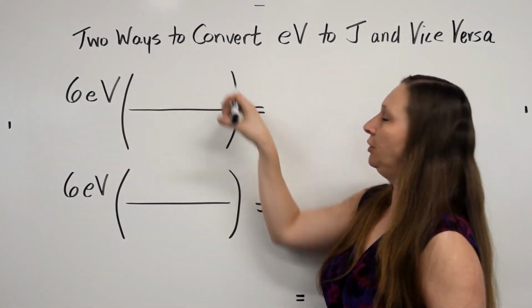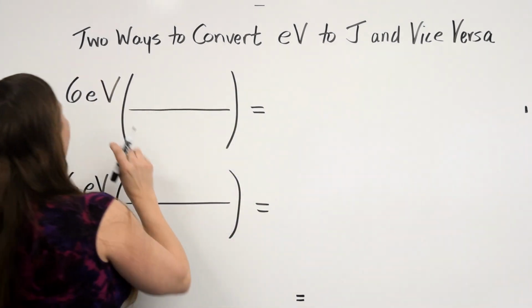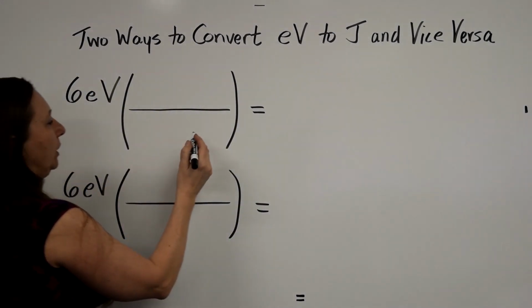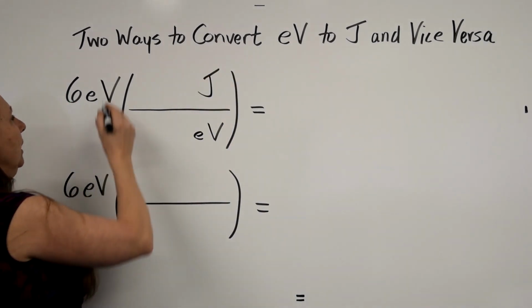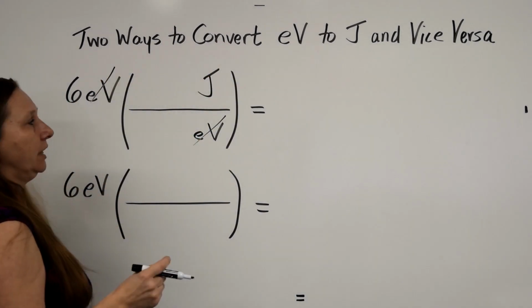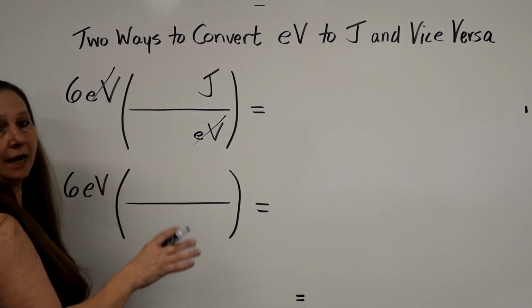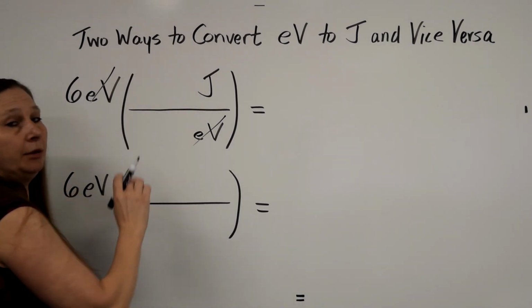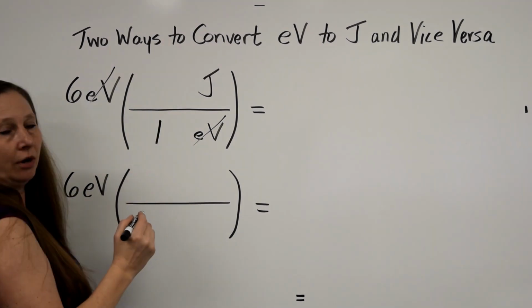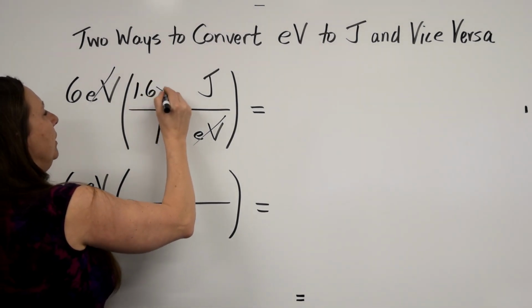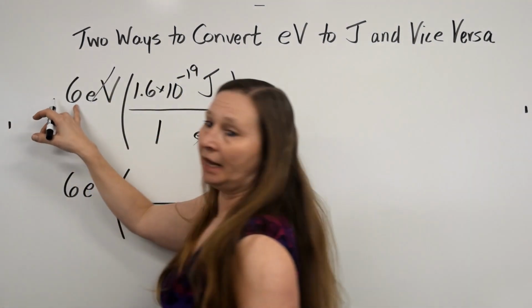We put a big giant set of parentheses and a line through the middle to show division. Now, I want to get rid of electron volts, so I put electron volts on the bottom. I want joules, so I put the joules on top. Electron volts, top and bottom, are going to cancel. Always put the units first, then put the correct numbers next to the units so that whatever is inside the parentheses equals each other. We know that 1 electron volt is equal to 1.6 times 10 to the negative 19 joules. So now let's do the multiplication.